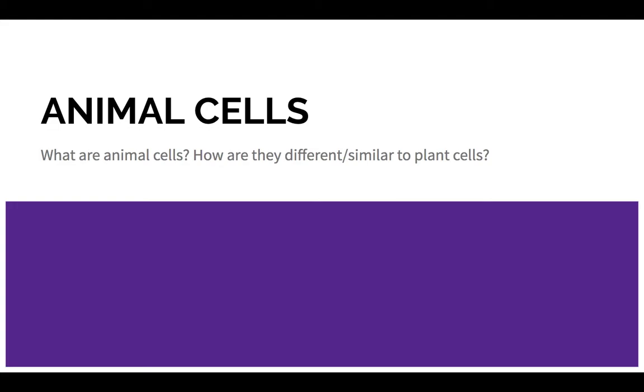All right. So last week we talked about plant cells, and this week we're going to talk about animal cells. And as we have learned, cells make up all living organisms. Plant cells are specific to plants, where animal cells are specific to animals. So there are some similarities and differences between them, and that's what we're going to be looking at this week.